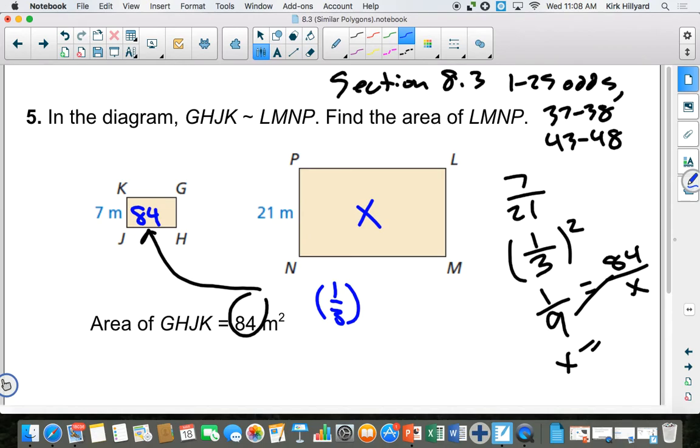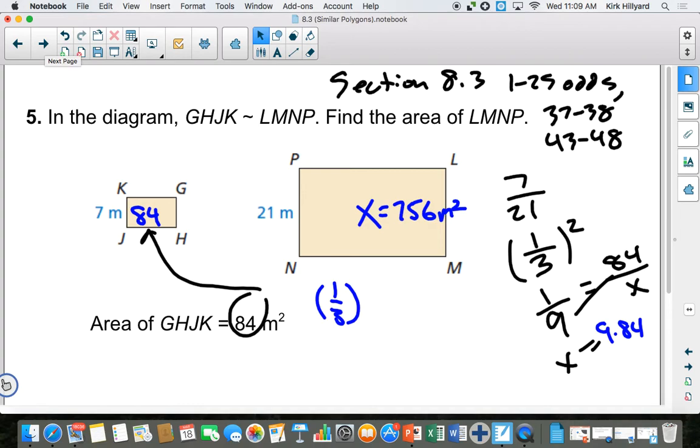And then we take the 84 and put it over x, because we're looking for the area of this. So this is the smaller rectangle over the bigger rectangle. So we have 1/9 equals 84 over x. So we have x is equal to whatever 9 times 84 is. 756. So it's quite a bit bigger, centimeters squared. And that's how you find the area there.